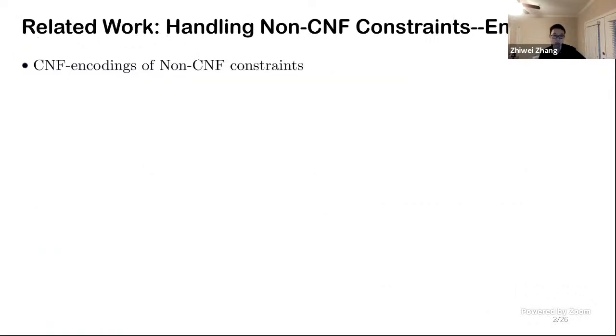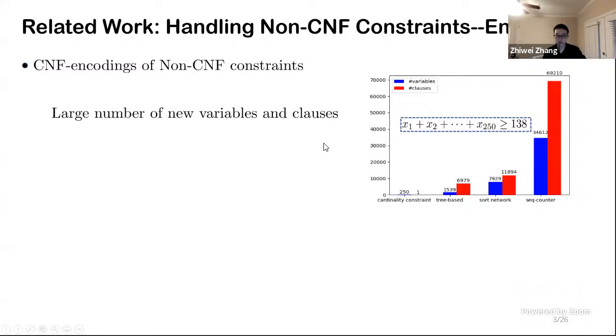There are two main lines of research. The first one is encoding. Encodings have been discussed in previous workshops, but here I want to list some limitations of encodings. First is about size. So here is the histogram about the blow up of number of variables and clauses if we just want to encode a cardinality constraint with 250 variables. So you can see the blow up here, and it is no doubt bringing a heavy burden to the SAT solver and slowing them down.